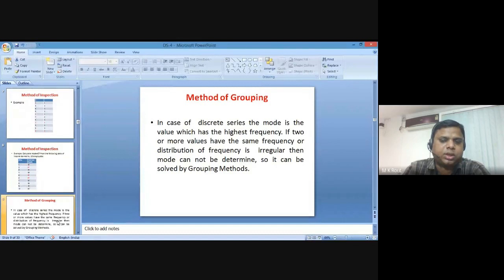I just repeat the sentence. If you are solving a discrete series, the mode is the value with the highest frequency. Suppose a case occurs where 2 or more variables have the same frequency, or the distribution of frequency is very irregular, then the mode can be calculated by the grouping method. So let's solve an example.